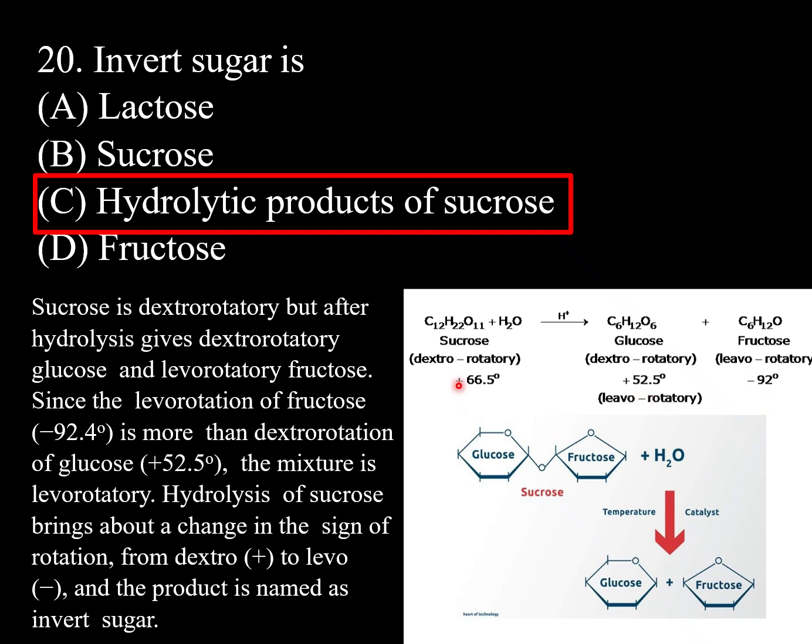So we say that the dextrorotatory solution is converted into levorotatory. So that's why it leads to the property known as invert sugar. And these are the hydrolytic products of sucrose. When sucrose is hydrolyzed, it gives rise to the dextro, and gives rise to the levorotatory molecule.